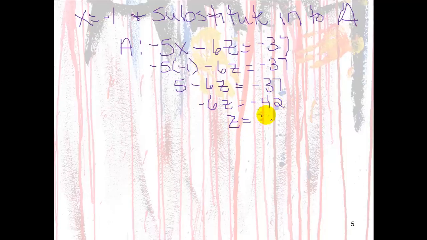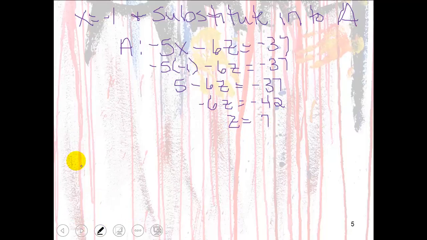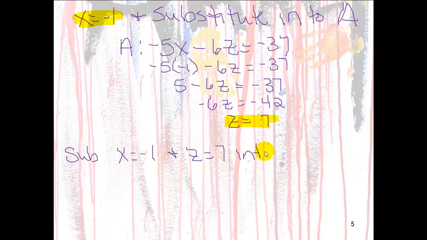Z equals 7. Now I have a value for x. This is my value for x, and I have a value for z. And I'm going to go ahead and substitute x equals negative 1 and z equals 7 into, you can pick any of them. I'm going to pick equation 1.